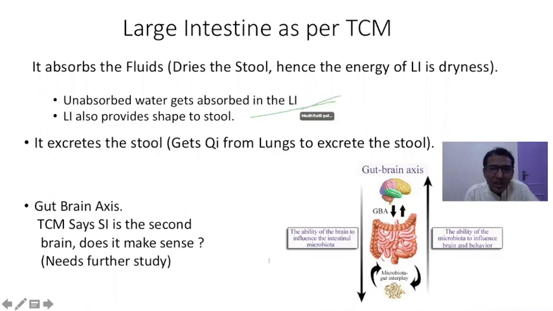Somebody is drawing, please, whoever is drawing, please don't do this, it disturbs the class.